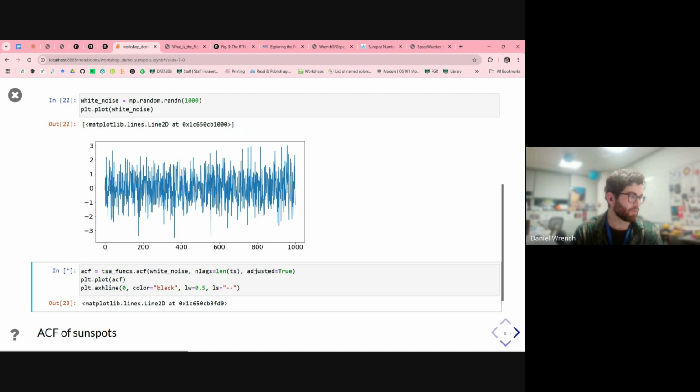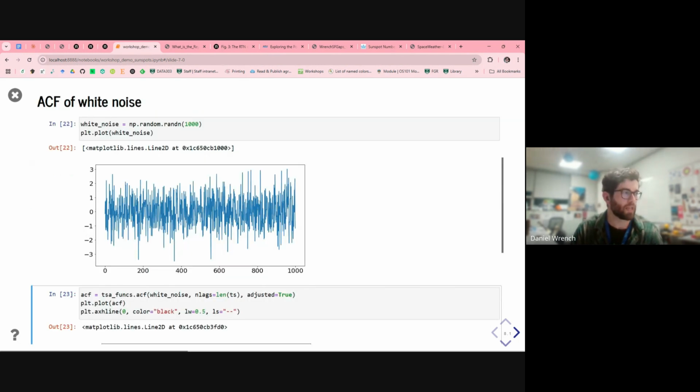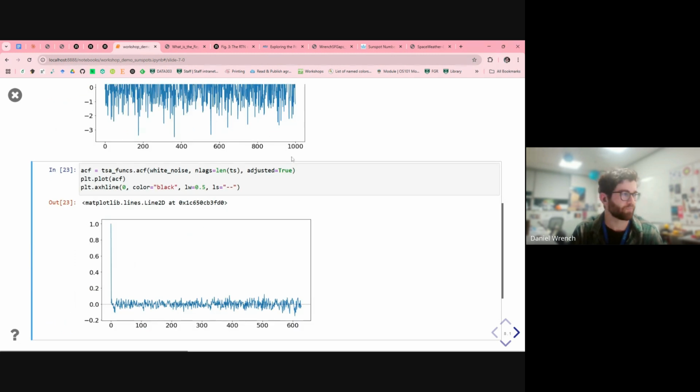So what does an ACF of that look like? Well, remember it is defined to be 1 at a separation of 0, at a lag of 0. And then beyond that, there is statistically insignificant correlation. You can see it's all just fluctuating around 0. And again, that's because we haven't modeled any kind of dependence or correlation whatsoever. That's something to compare it to.